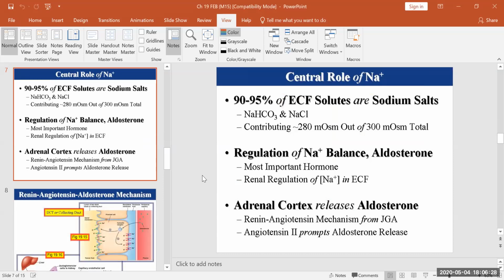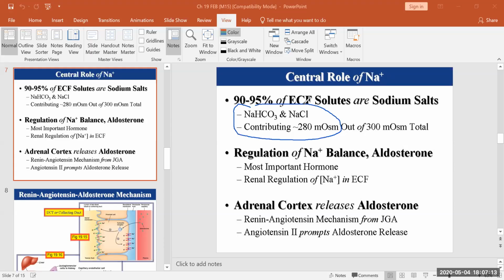So this is the central role of sodium. ECF stands for extracellular fluid. Most of it is sodium salt, up to 95% of it, the majority in the form of two types of sodium salt, sodium carbonate and sodium chloride. Sodium chloride is table salt, right? Out of 300 milliosmol, the sodium salt contributes 280. So more than 90% of that osmolarity is due to the presence of sodium salts in our extracellular fluid.